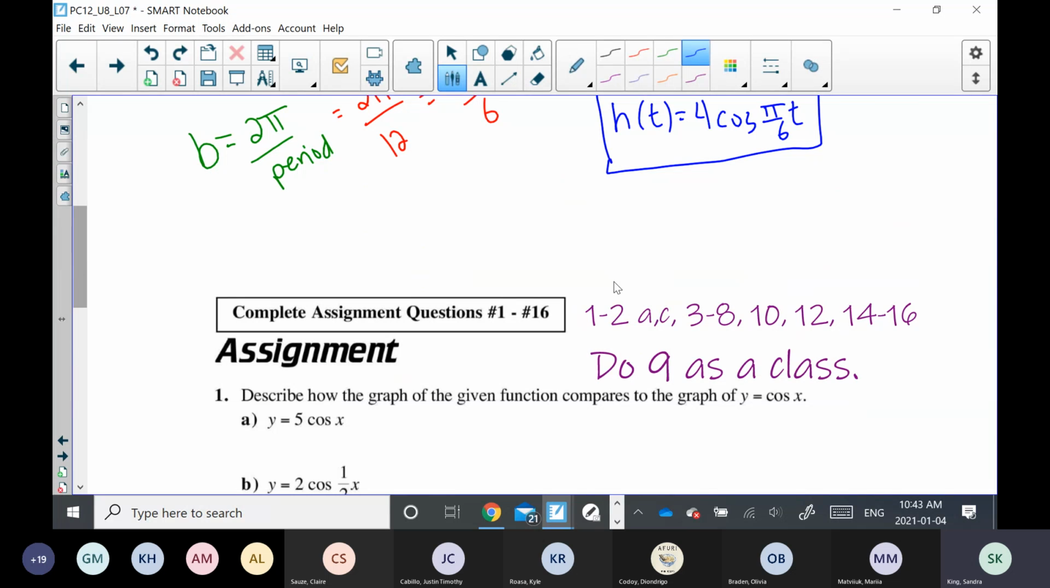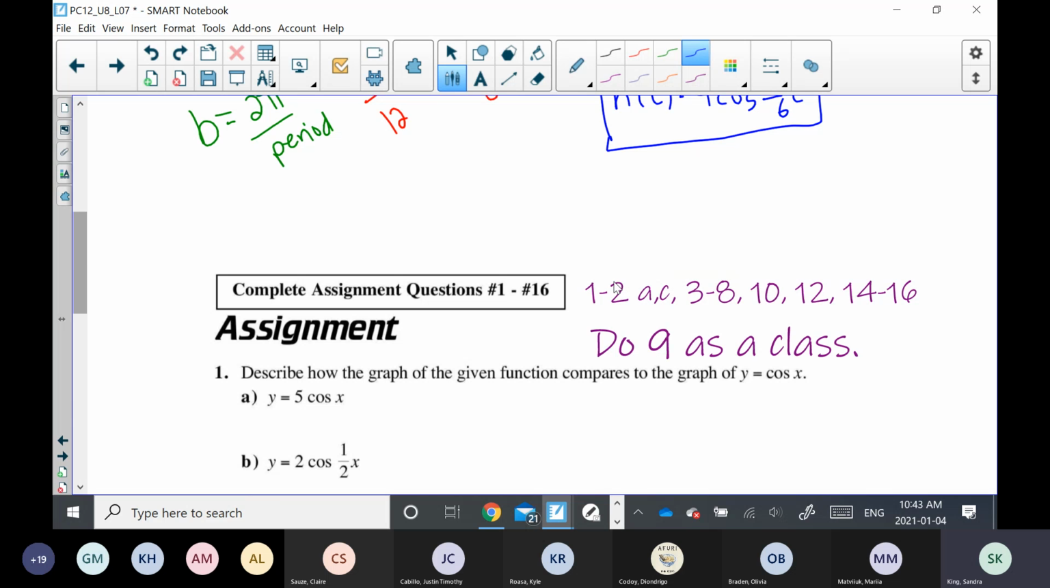There is no podcast for this lesson. The podcast, I'll assign some more tomorrow. This would be your homework, so it's quite a bit of homework. Number 1, 2, I just want you to do for both of those A and C. Then 3 to 8, 10, 12, and 14 to 16.